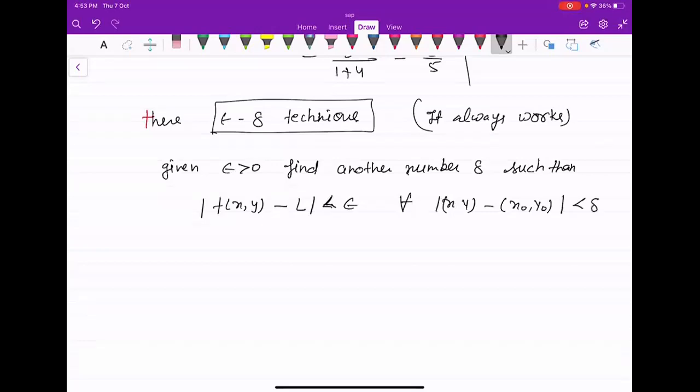is less than delta. Ma'am, you have taken mod here? Yes, mod. We take mod because we want only the positive value.